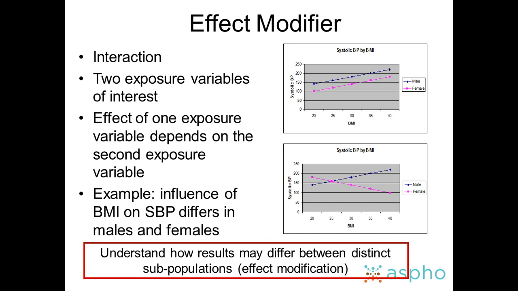In this case, there is not an interaction or effect modification because the effect is similar in both men and female. However, in this bottom graph, you can see that the effect of BMI is completely different in males and females. In this case, there is effect modification. So if you were to ask the question, what is the relationship between BMI and systolic blood pressure, that question wouldn't make any sense because it would depend on if you're a man or a woman. So the board wants you to understand how results may differ between distinct subpopulations, or effect modification.